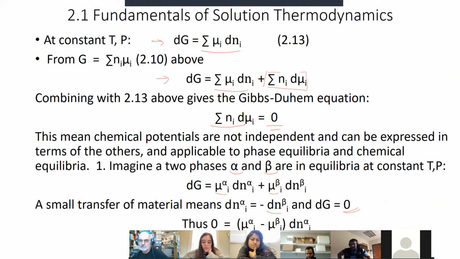This is equal to 0. The amount that we exchanged is arbitrarily small, but arbitrary. So the only way that this is true is if mu sub I alpha must equal mu sub I beta. For a system to be at equilibrium, the chemical potentials must be at equilibrium.